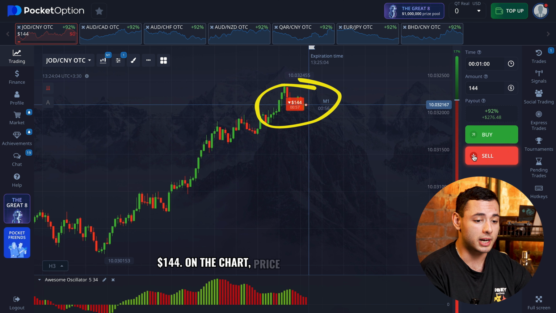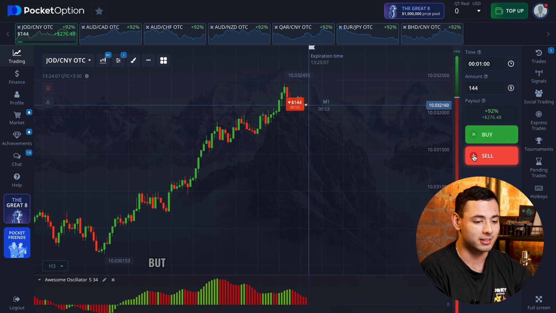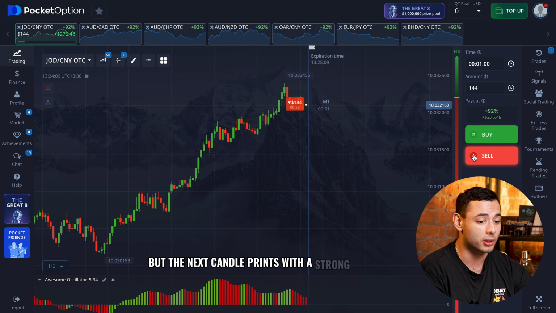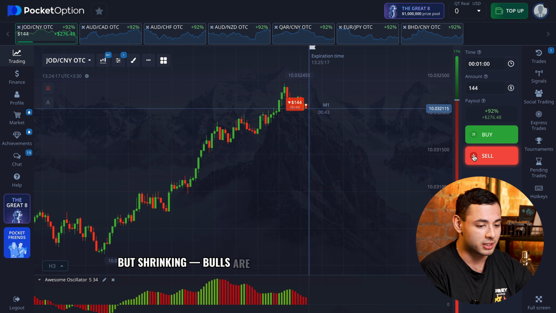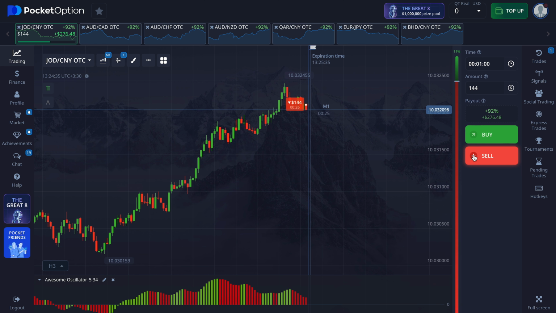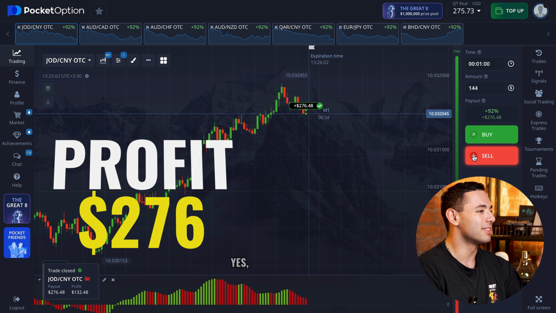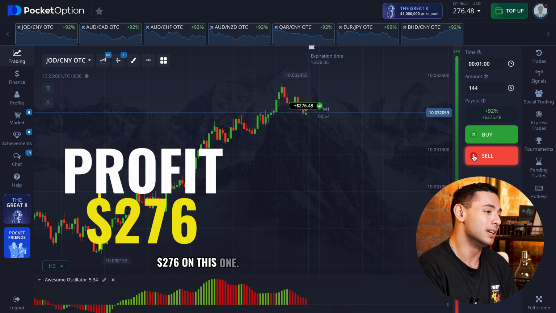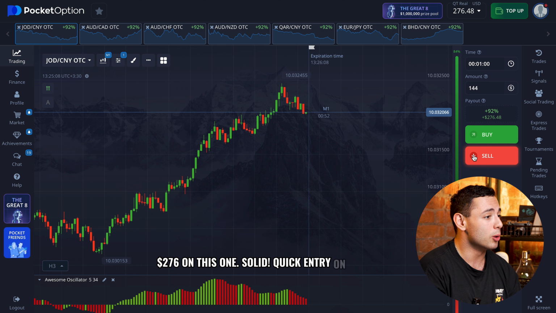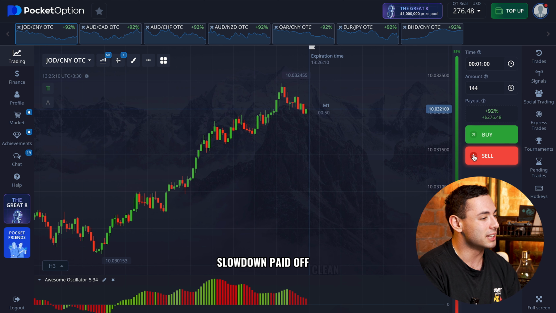On the chart, price makes a sharp push up, but the next candle prints with a strong upper wick, a first hint of a fake breakout. Meanwhile, the histogram is still green, but shrinking. Bulls are losing steam despite the sudden spike. Yeah, profit secured. $276 on this one. Solid. Quick entry on momentum. Slow down, paid off clean.